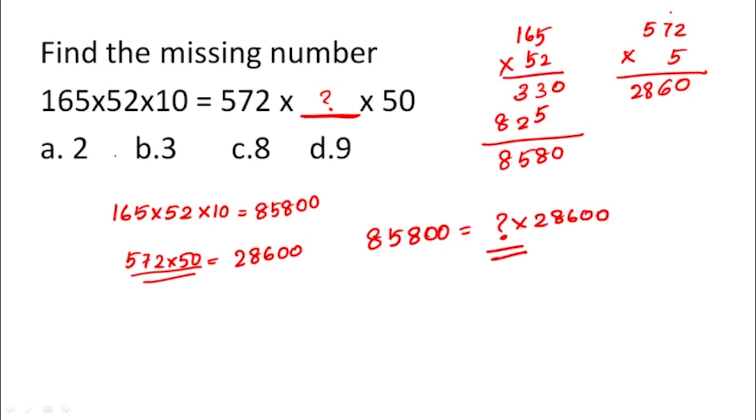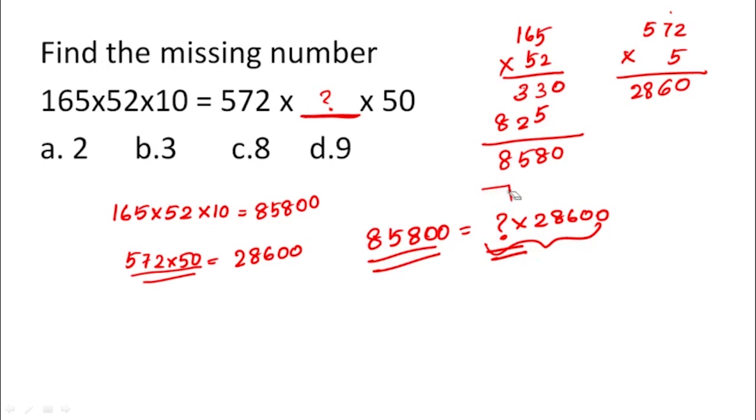By looking at the options, if I put 2 here, my answer will somewhere be, see, 28,600 plus 28,600, that is nothing but 28,600 multiplied by 2. But the answer that I get here when I put 2 will be somewhere closer to 56,000, 57,000. No, but that's not the number that is there on my left hand side. So 2 cannot be my answer.